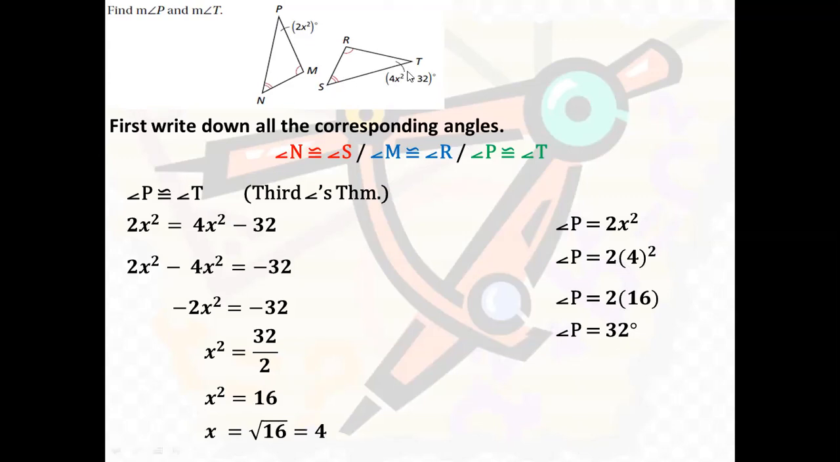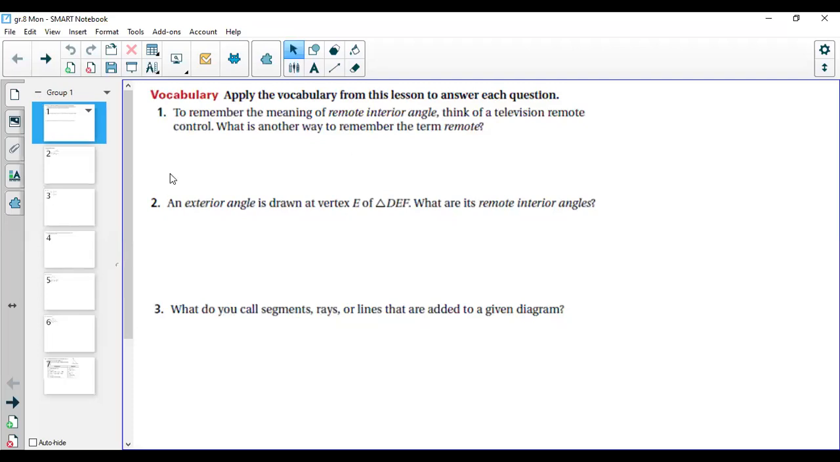Now to find angle T, there are two ways. Either you substitute the value of x in place of 4x squared minus 32 and find out, or, which is the super easy way, as we already said that angle P is congruent to angle T, so we could say that angle T is also 32 degrees because they both are equal. So simply you could say angle T is equal to 32 degrees because angle P is congruent to angle T. That's all you have to do, nothing else. So with practice, I hope that becomes more practical. So let's start by solving these questions here.